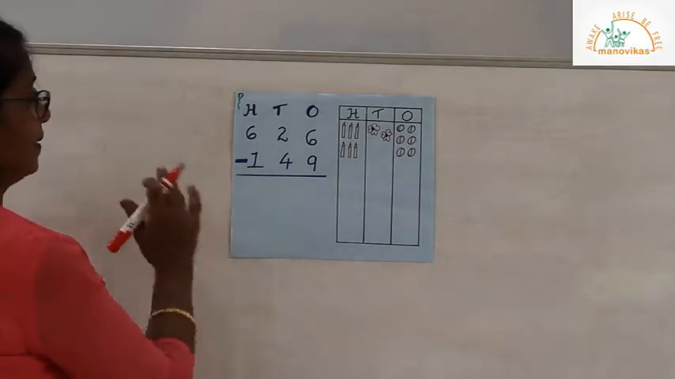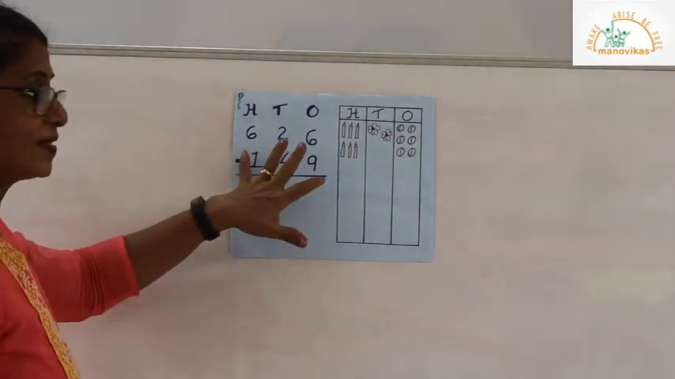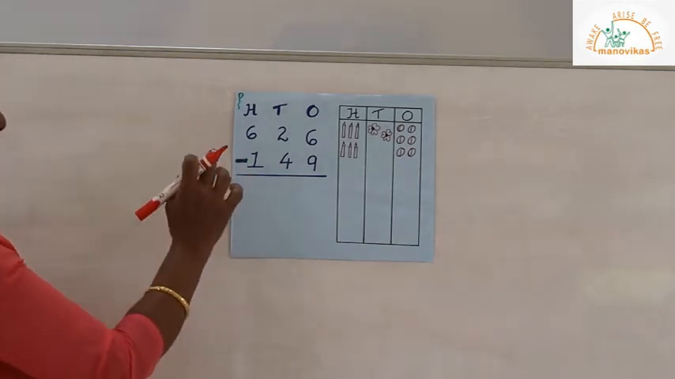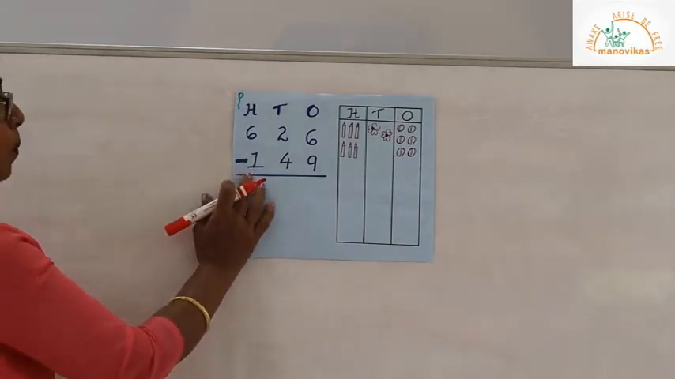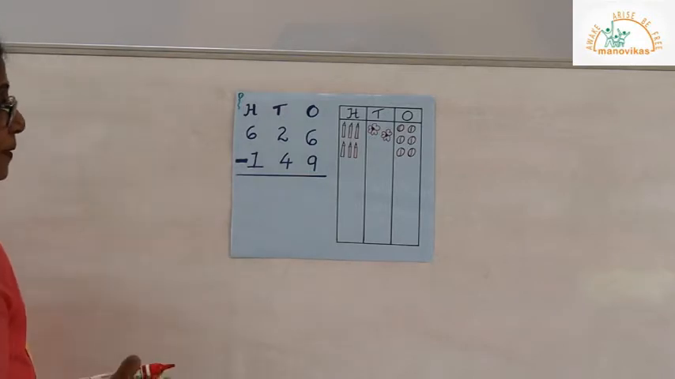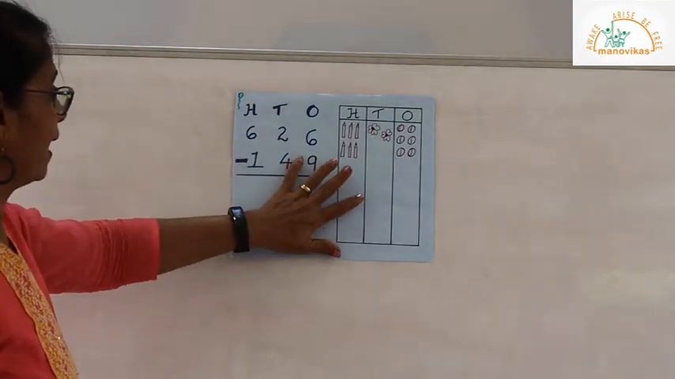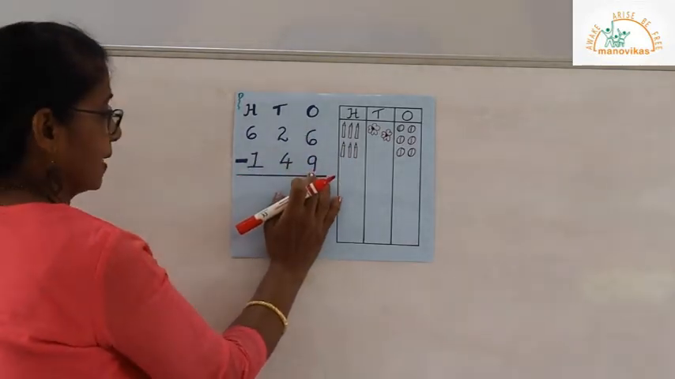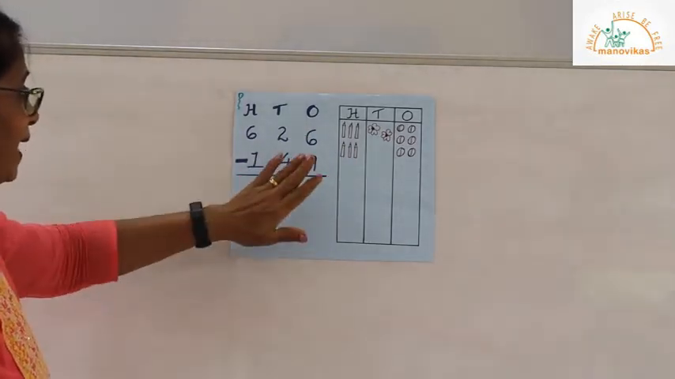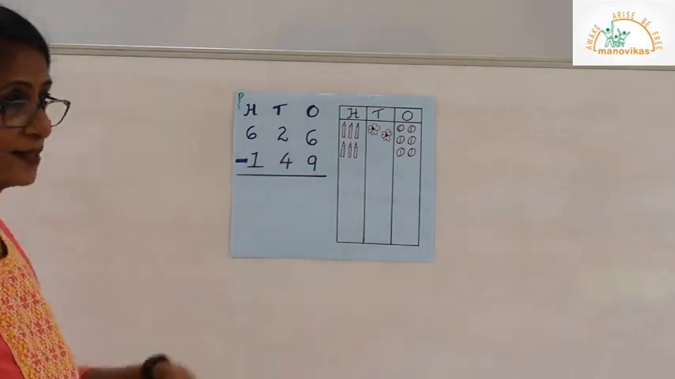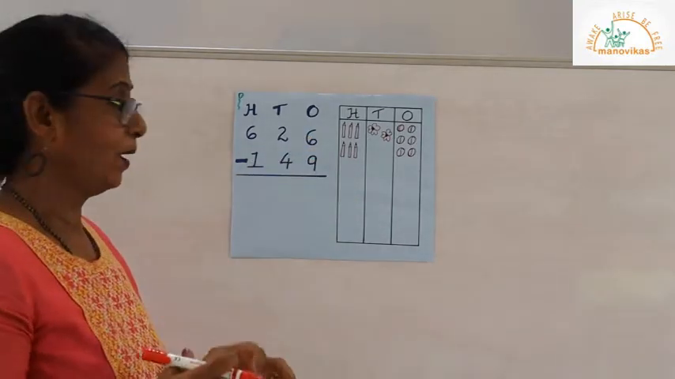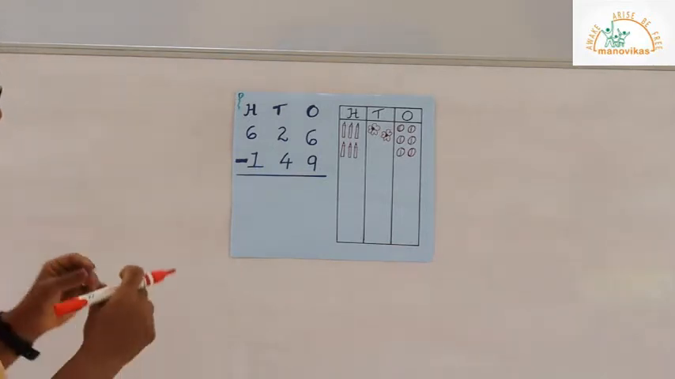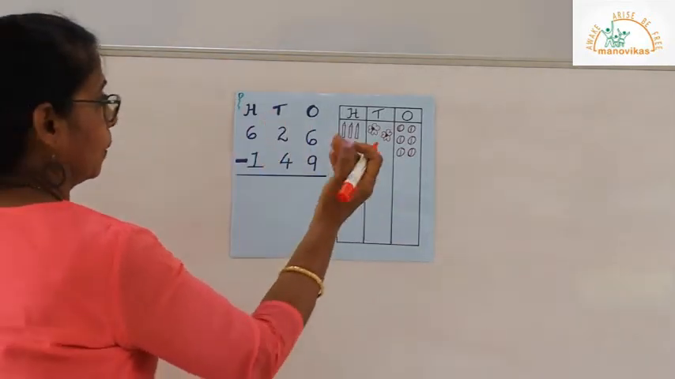Let's try another example. Here we have 626 and we need to subtract 149 from 626. In the ones place, we have the number 6 on top, and below 6 we have 9. And 9 is a bigger number than 6. We cannot take a bigger number from a smaller digit. And so we need to borrow.